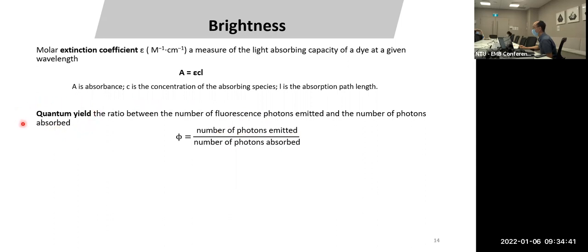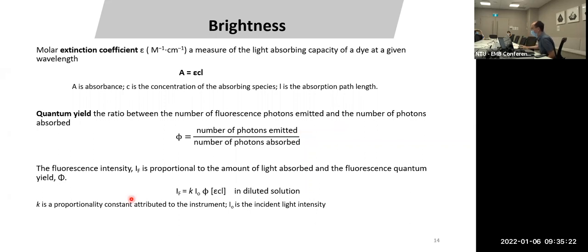Quantum yield: a fluorophore with a high quantum yield would have a ratio that is, for example, the ratio between the number of photons emitted divided by the photons absorbed. So if you have a high quantum yield dye, meaning that if you excite the dye with let's say 10,000 photons, you will get back maybe 9,000, for example. So that's high quantum yield. But some dyes have very low quantum yield. Maybe they only give you back 50% of the amount of photons that it absorbed.